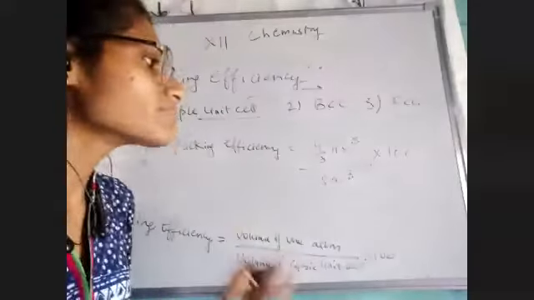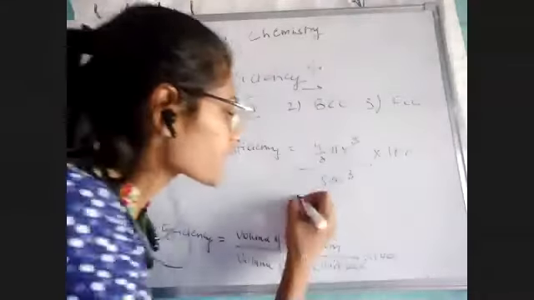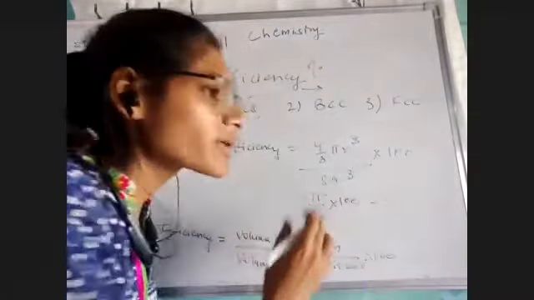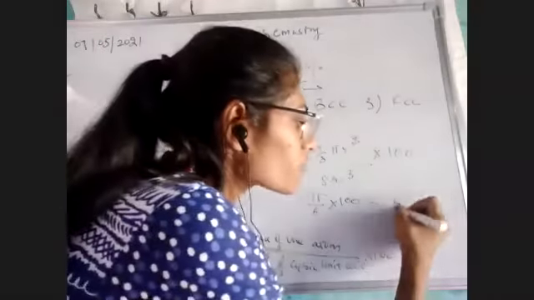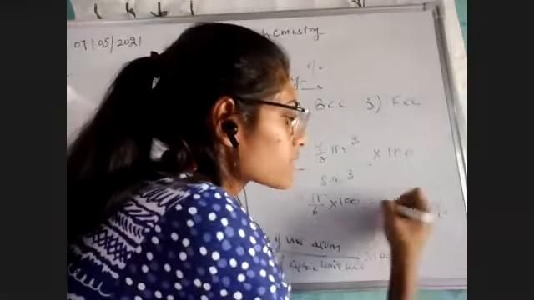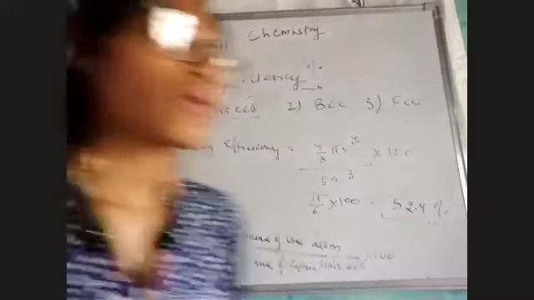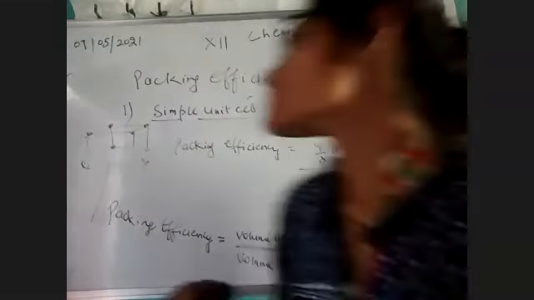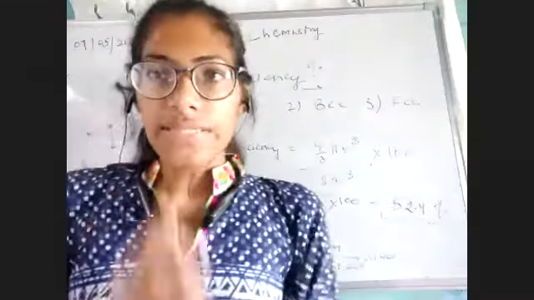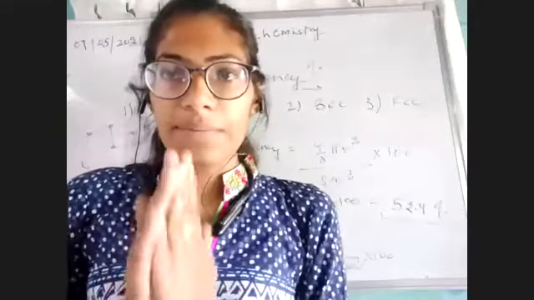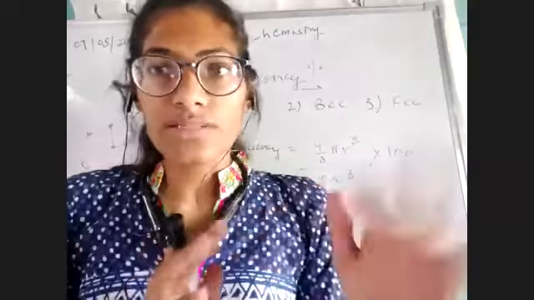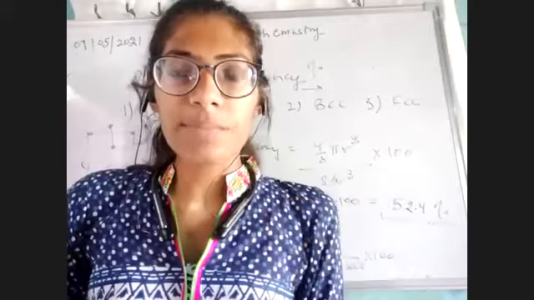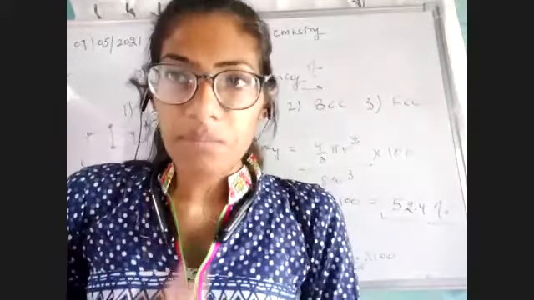Whenever we solve this complete formula, what would we get? We get pi by 6 into 100. And solving it, putting pi as 22 by 7, what would we get? We would get 52.4%. This is the final result, class. So in short, we can say that in a simple unit cell, only 52% is completely packed. Otherwise, there is empty space present over there. So this was the packing efficiency, and this was the example of packing efficiency in a simple unit cell.